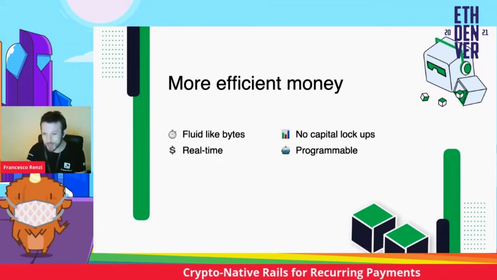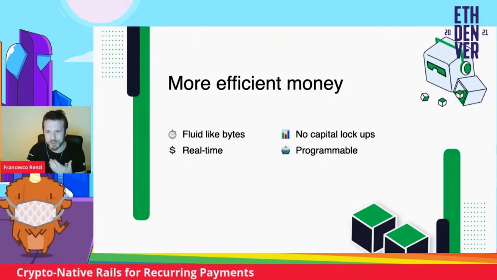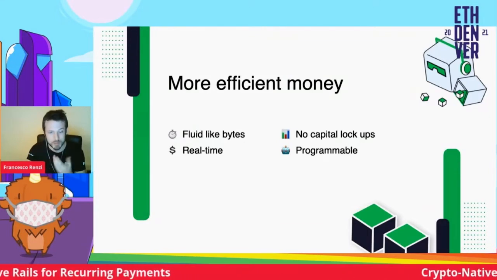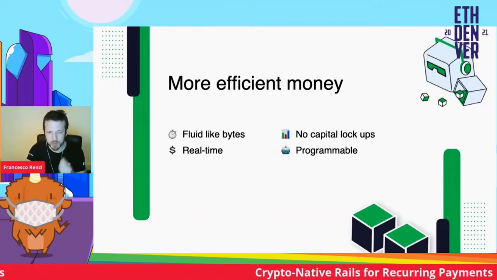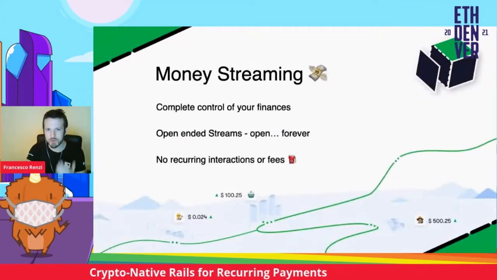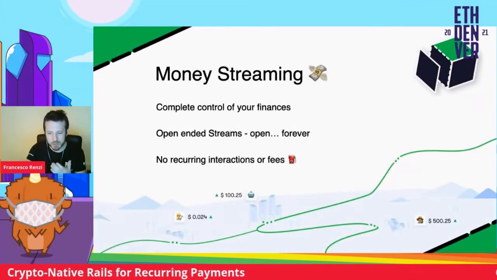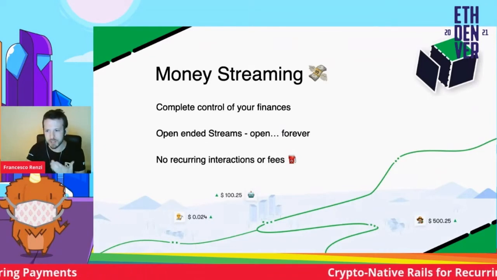But still, for services, even in crypto, we're still paying once a month. So how do we solve this, right? And how do we solve it maintaining the programmability, which is so important for everything we do in DeFi? The way we solve this is through money streaming. Money streaming is an amazing technology. It allows you to pay for things every second that you use them.